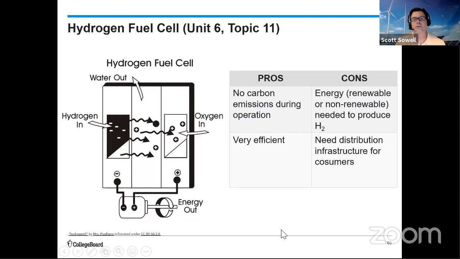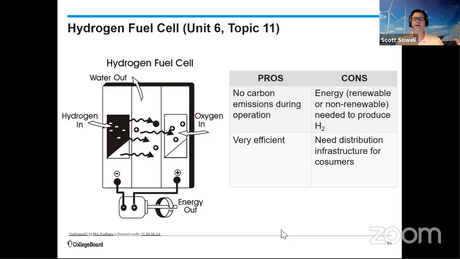One way we can produce hydrogen gas is through electrolysis of water, but that requires energy in and of itself to create the hydrogen gas. And if we're getting the energy to do that from a fossil fuel, well, then how clean is this energy source of hydrogen fuel cell? And then we just need some way to distribute this to customers.